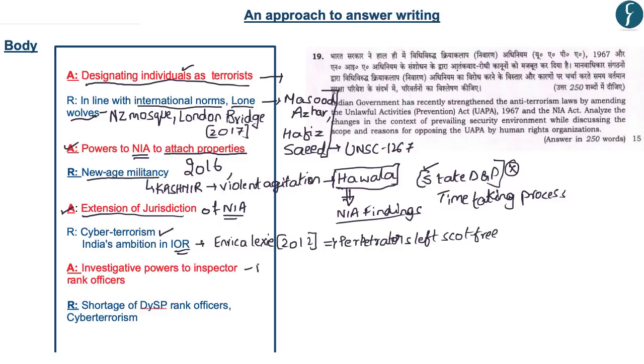Now, the next among the amendments to the NIA Act is empowering the inspector rank officers with investigative powers. Now, it should be noted that so far it was the DYSP rank officers of the NIA that were empowered with investigative powers in terror related cases. However, given the shortage in number of DYSP rank officers and the increasing incidence of terror activities including cyber terrorism that knows no borders, it was necessary to have more number of officers with investigative powers, and therefore the inspector rank officers are empowered with these powers.